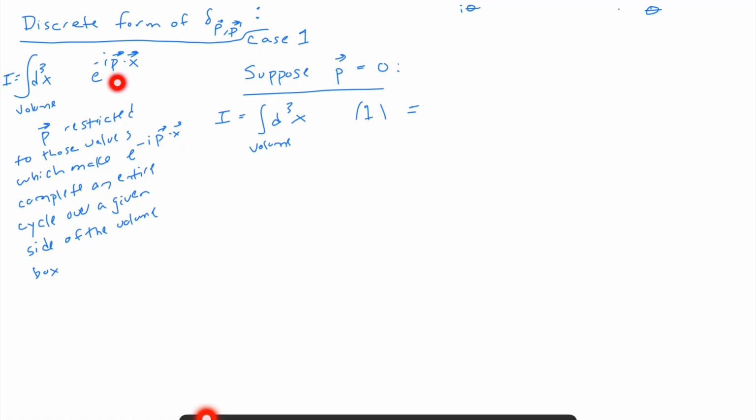Suppose p here is equal to 0. Well, then this whole exponent equals 0, so e to the 0 power is just 1. So you have the integral over all of volume of the number 1, which just gives you the total volume of our experimental box. We keep the restrictions on p here, let's say, to those values which make e to the minus ipx complete an entire cycle over a given side of the volume box, as we talked about before.